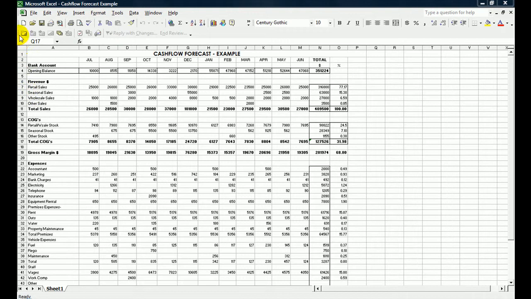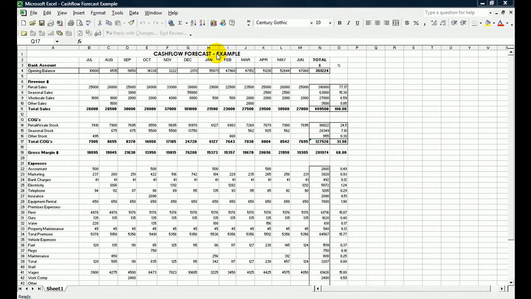On the screen now you can see a cash flow example. Now this form is actually in your toolkit on program number 1. So if you go to the toolkit, you'll see the Microsoft Excel cash flow forecast example. All you need to do is download that, and then you can start to fill that in with your details using Microsoft Excel. So let's have a look at it now and see why it's so important to have a cash flow forecast in your business.